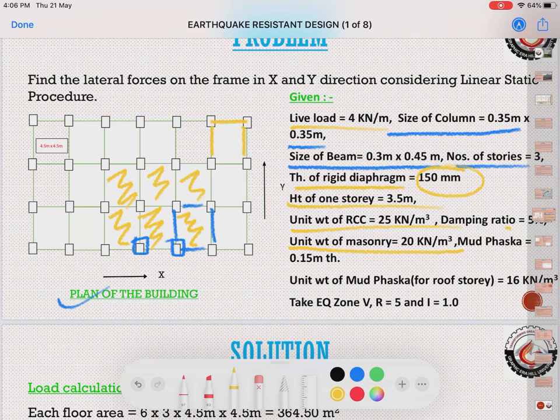Masonry walls are also there. Walls are made above these beams. Then there is another material, mud phuska, which is used for the cooling effect on the roof. It is 0.15 meter thick and applied only on the roof, and its unit weight is 16 kilonewton per meter cube. The earthquake zone is 5. Response reduction factor is 5. Importance factor is 1.